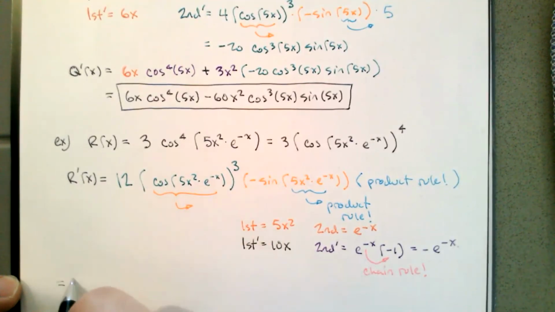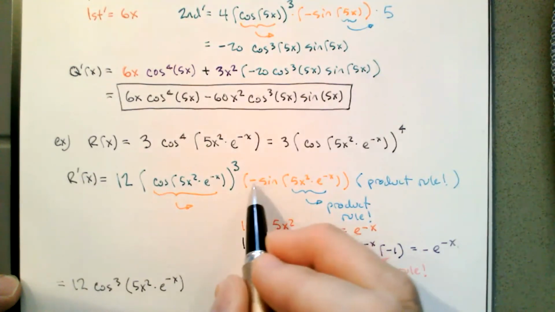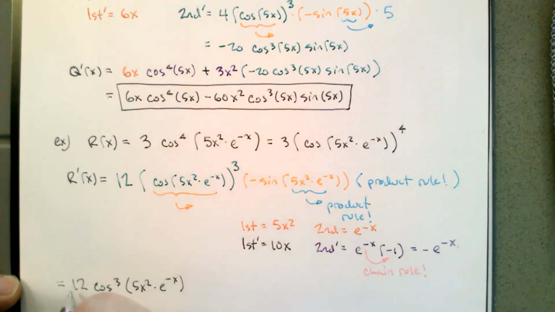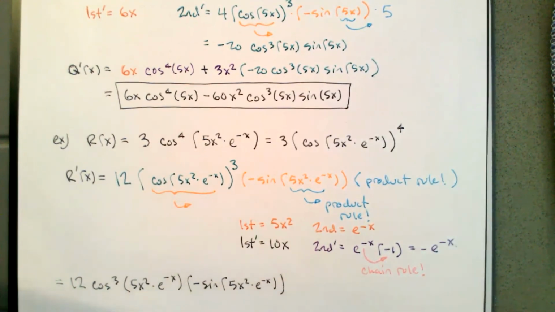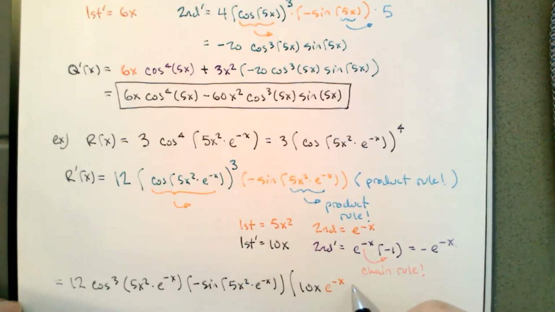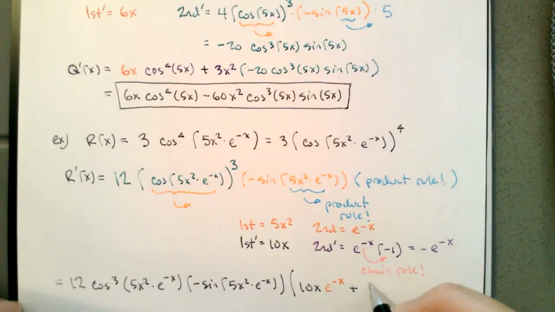I still got this first part. I got 12 times the cosine cubed of 5x squared times e to the negative x times a negative sine of 5x squared times e to the negative x. And then I have to use the product rule. The product rule is the derivative of the first times the second, so 10x e to the negative x plus the first times the derivative of the second.